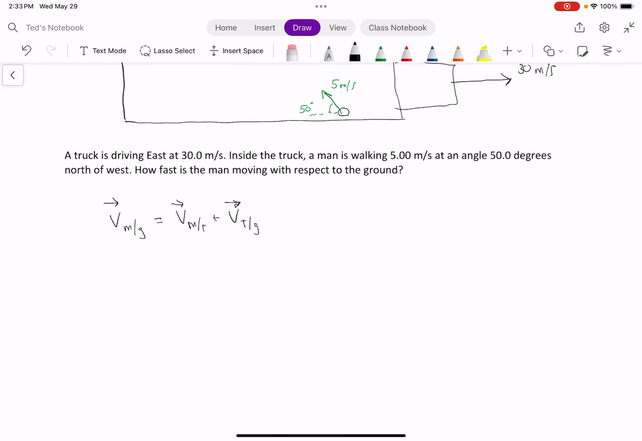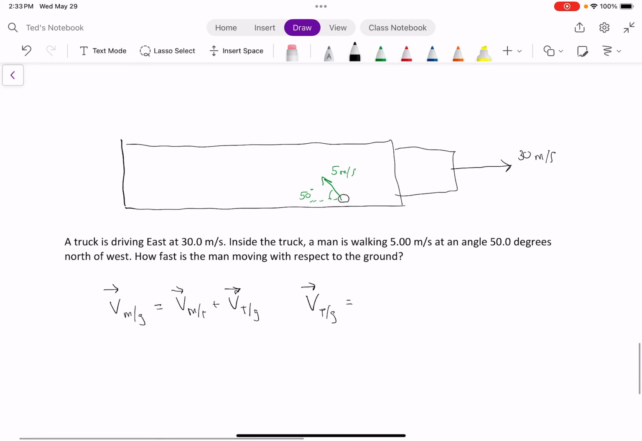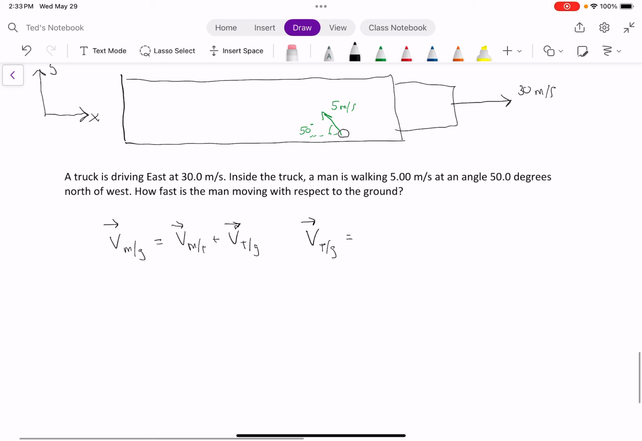So the velocity of the truck with respect to the ground is easy. Well, we need a coordinate system. So we're going to choose a coordinate system where the x direction points to the east and the y direction points to the north. If we do that, then the truck's velocity is 30 i hat plus 0 j hat meters per second, because the x component is 30 meters per second and the y component is 0.